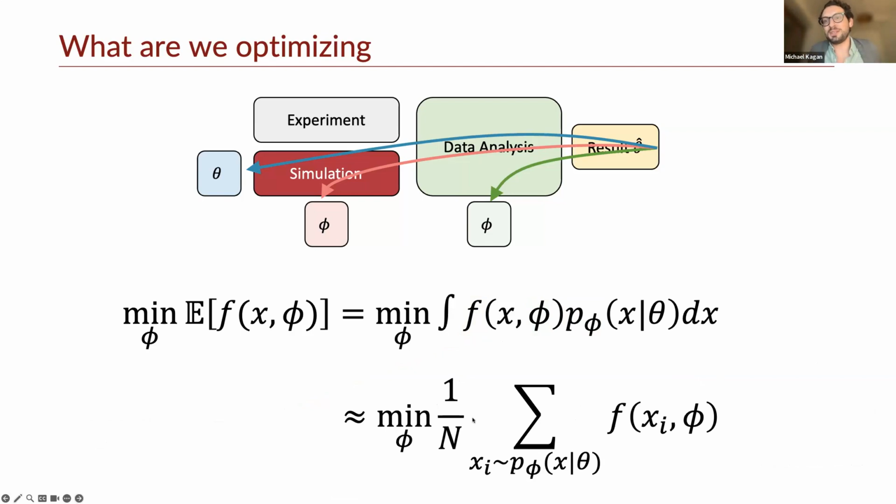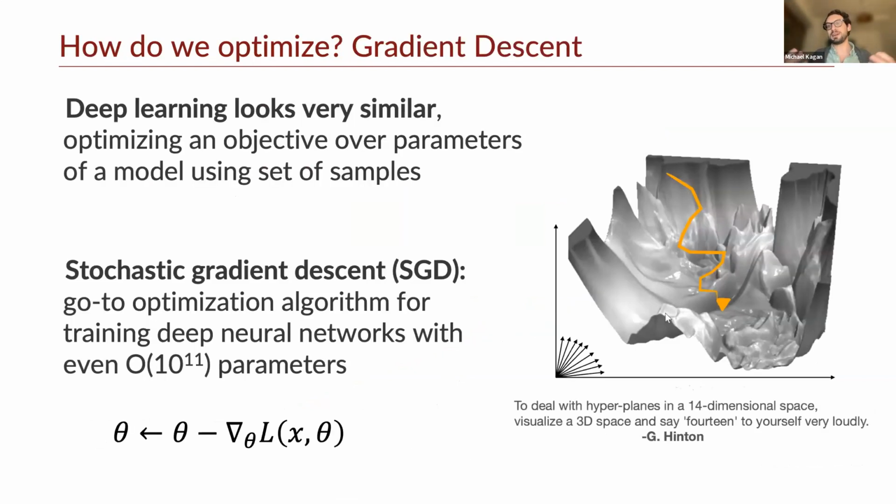And I wrote it in this way because it looks a lot now like machine learning. In fact, it looks a lot like you would think about a deep learning system. And that's exactly what I want to get to, which is this idea that effectively we're optimizing these Monte Carlo estimates of some objective, which is very similar to what you do in deep learning. And the main optimization method of choice these days for optimizing neural networks, even up to hundreds of billions of parameters, is gradient descent.